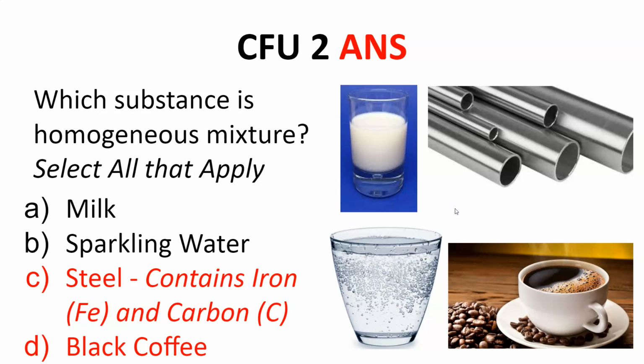All right, the answer is C and D. Steel, which is shown here, is a homogeneous mixture. It contains iron and carbon. It's an alloy of iron and carbon. And black coffee, when you look at black coffee, it all looks like one thing.